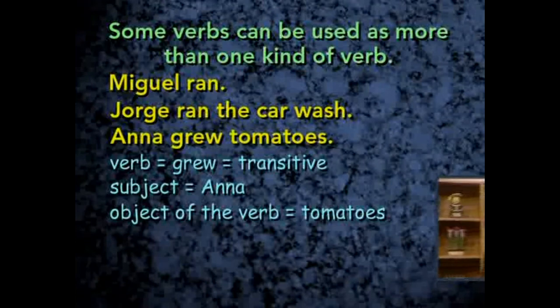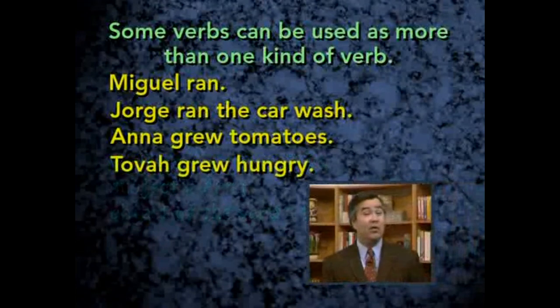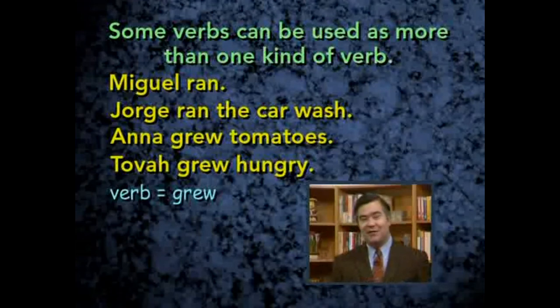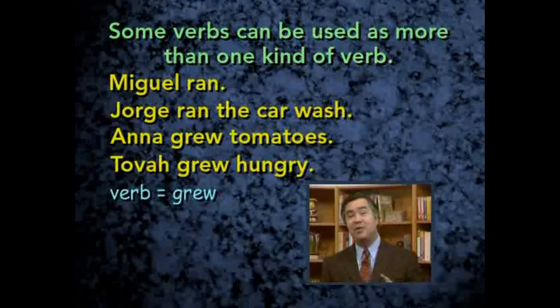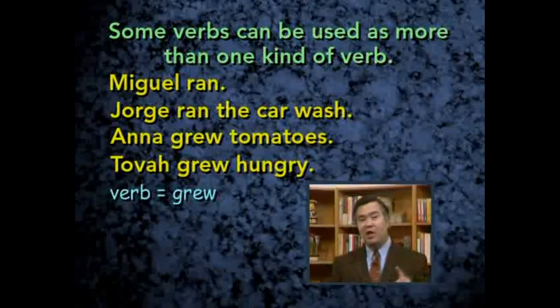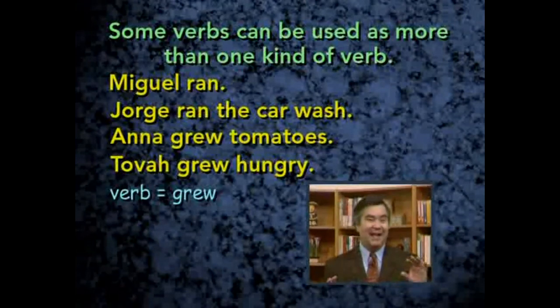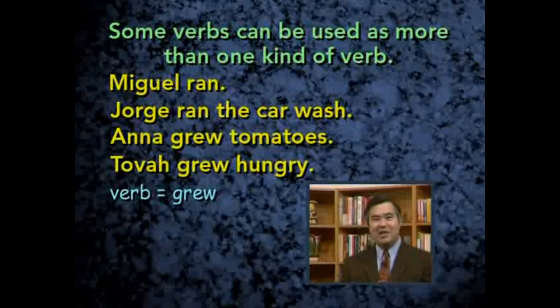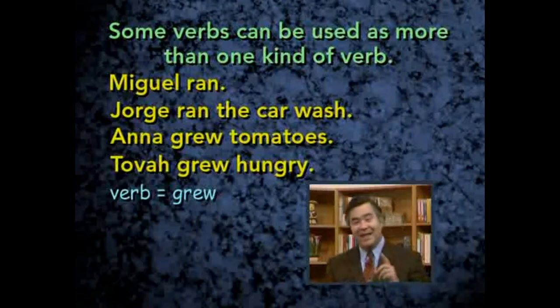Compare that with this sentence. Tova grew hungry. Here we have the same verb, grew, but the meaning is a little different, and the structure of the sentence is different. In this case, the verb grew doesn't have an object. This word hungry doesn't tell us a thing that Tova grew, the way Anna grew tomatoes. Hungry isn't a noun, and it doesn't name some object which receives the action of the verb grew. Instead, it tells us what Tova was.